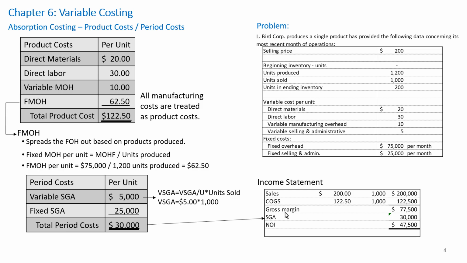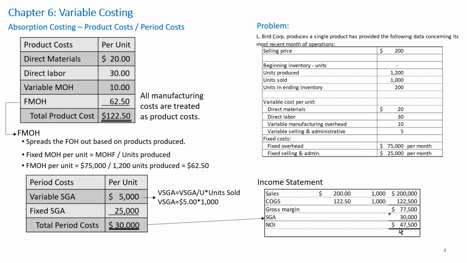The variable SG&A of $5,000 and fixed SG&A of $25,000 give us a total SG&A of $30,000, which is subtracted from the gross margin of $77,500 to arrive at the net operating income of $47,500. That's it. For financial reporting purposes, our company made $47,500. Note that I use the phrase for financial reporting purposes because the absorption costing method is required by GAAP.